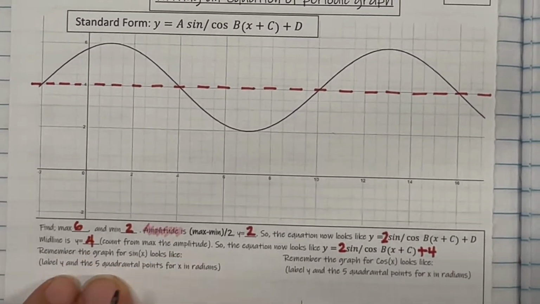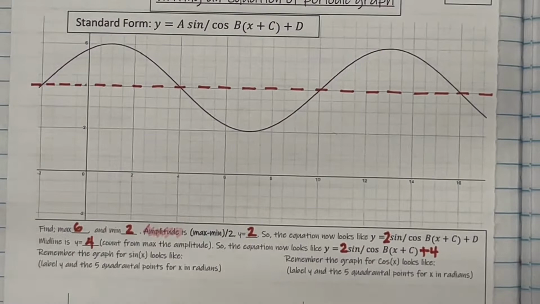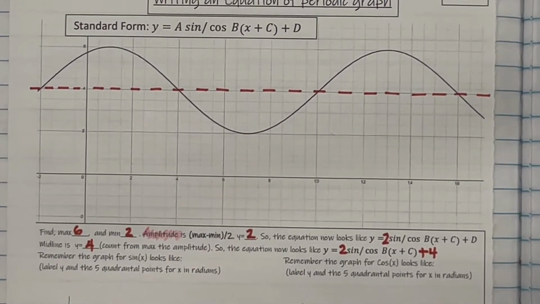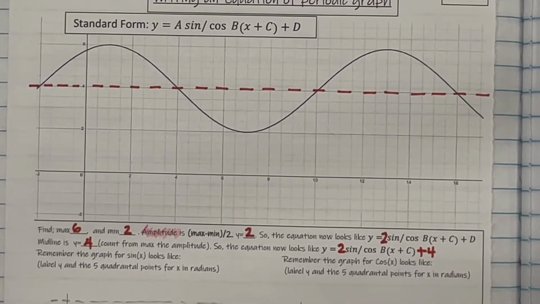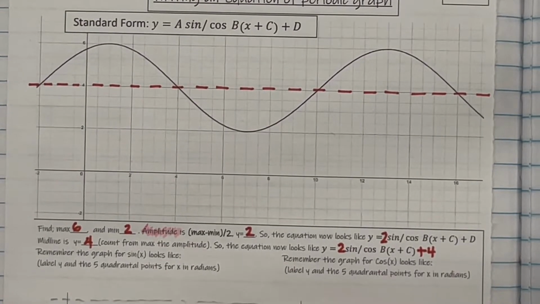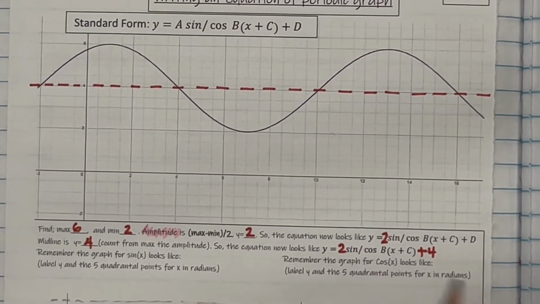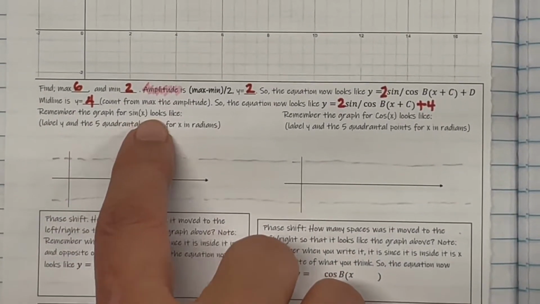All right, now remember what your graph for sine x looks like and your graph for cosine x looks like. Your maximum and minimum for both is going to be +1 and -1. And you have to know your 5 quadrantal points. This is a listening check. Color in 5 quadrantal points for x in radians.